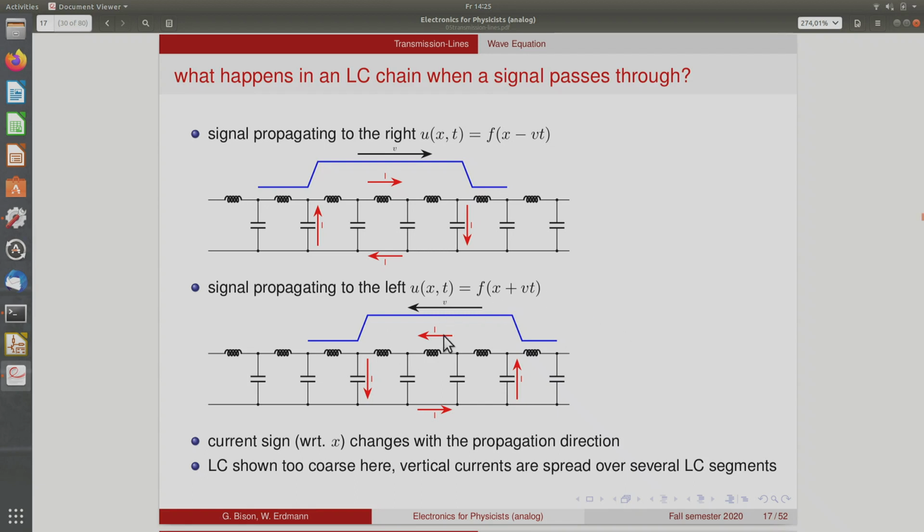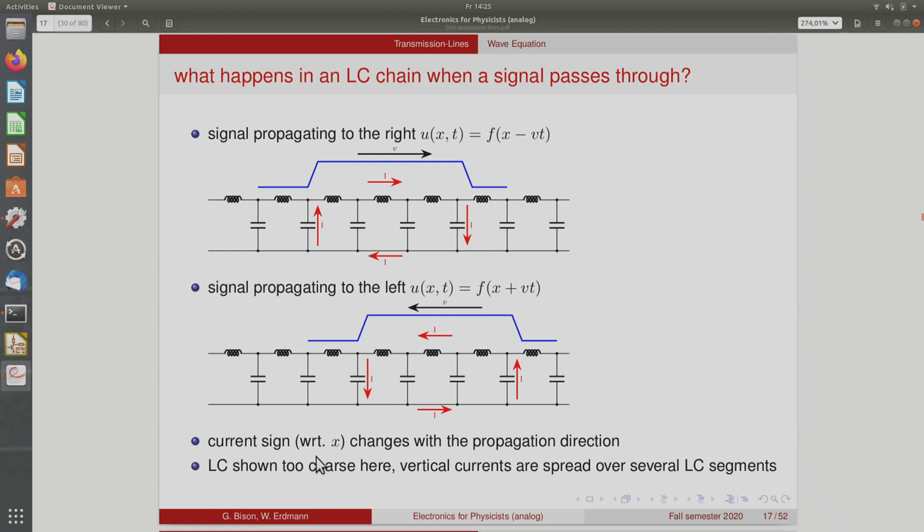If you look at the currents at a certain point, they change with the propagation direction. I think that's obvious from this picture, and it plays a role when we look at what happens when we do reflections and terminations. But it's important to keep in mind that the current is always in the direction of the propagation. Strictly speaking, the LC that I've shown here is two cores.